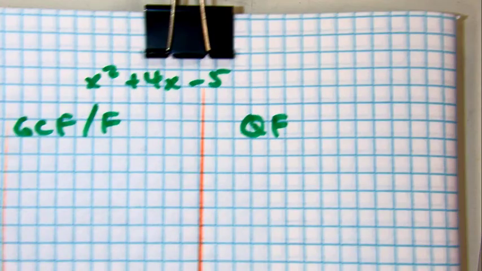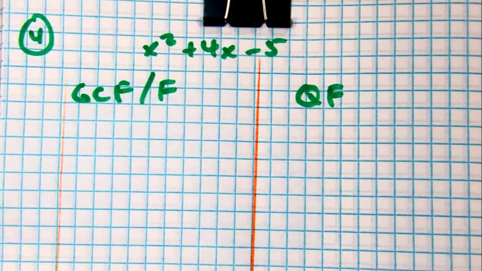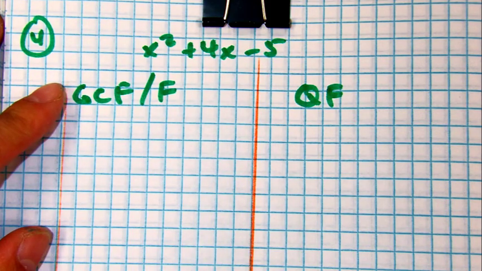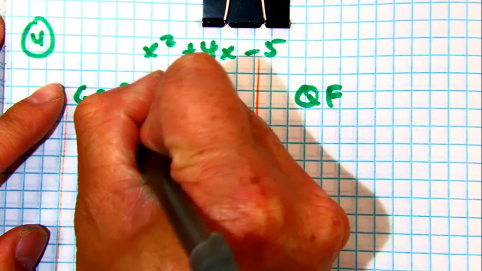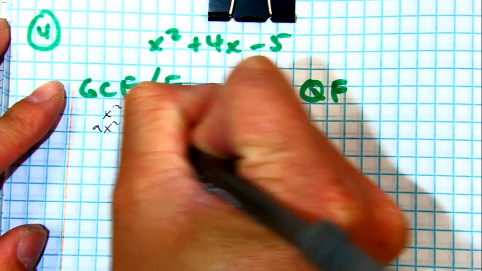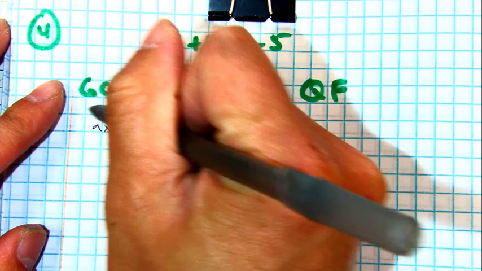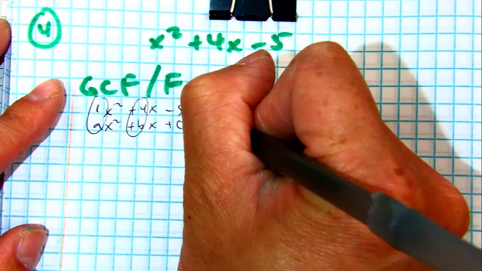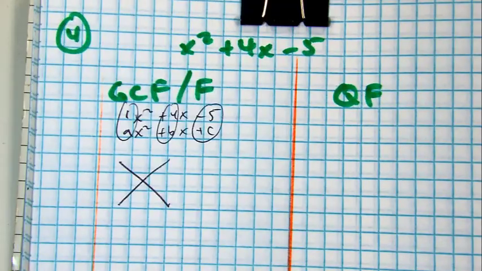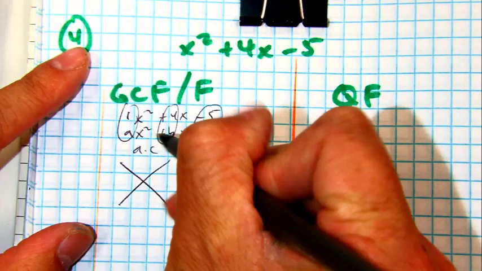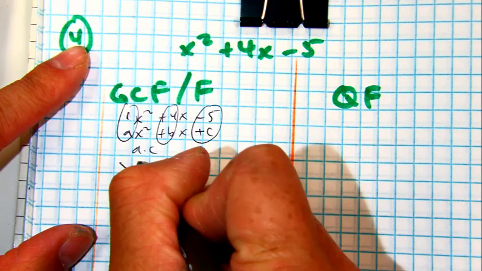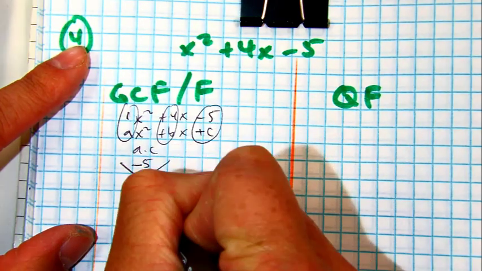For question number 4, you have x squared plus 4x minus 5. We're going to see if we can first factor that. So let's do that together. I'm going to rewrite the problem. x squared plus 4x minus 5. In front is my a value, which is a 1. My b value is 4, and my c value is negative 5. So let's see if we can factor this. In x method of factoring, you have a times c and your b value. So 1 times negative 5 is negative 5, and your b value is 4.